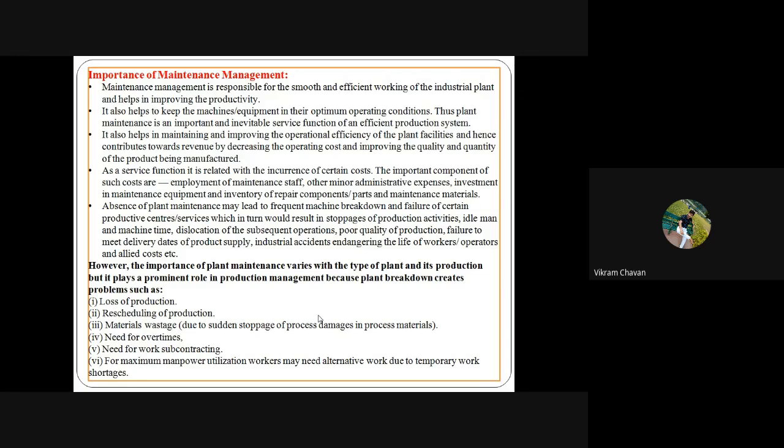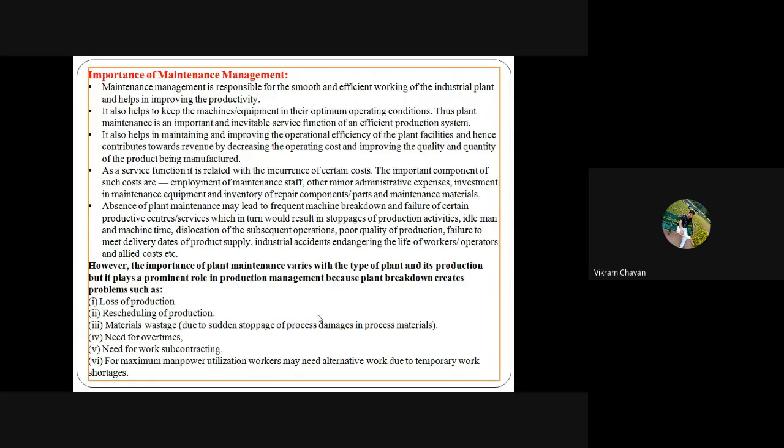So to perform the maintenance, the department should consider some of the costs, which include employment of maintenance staff, other minor administrative expenses, then investment in maintenance equipment and inventory of repair components, parts, and maintenance materials.